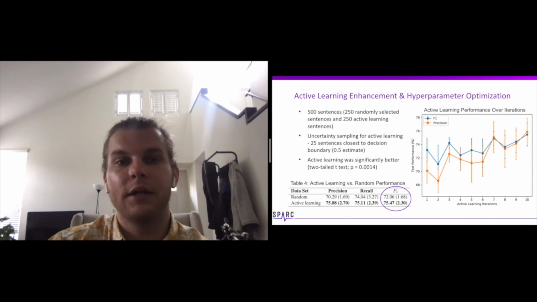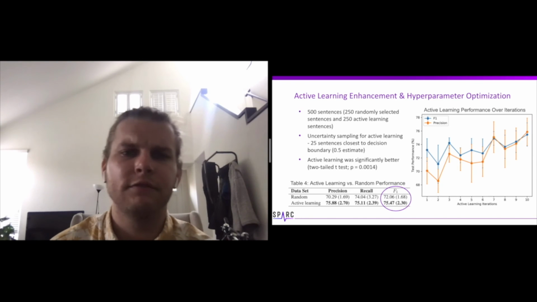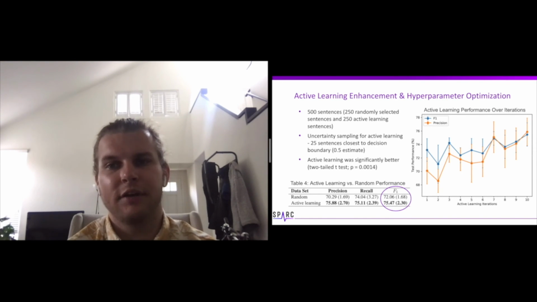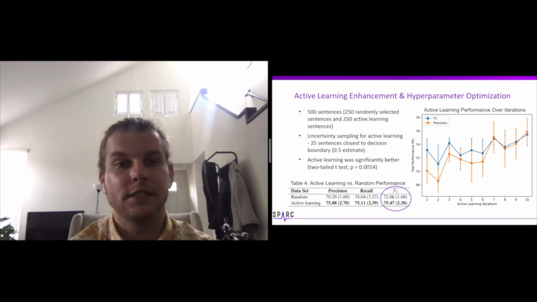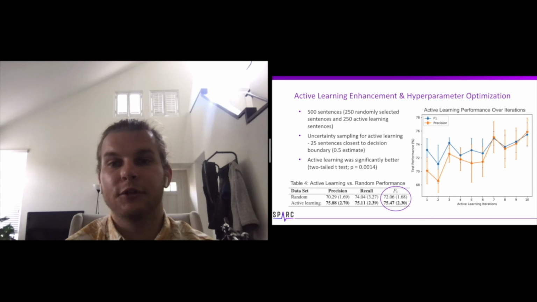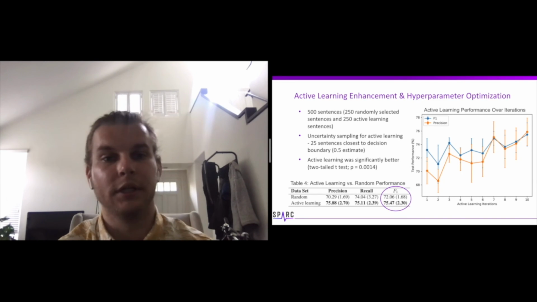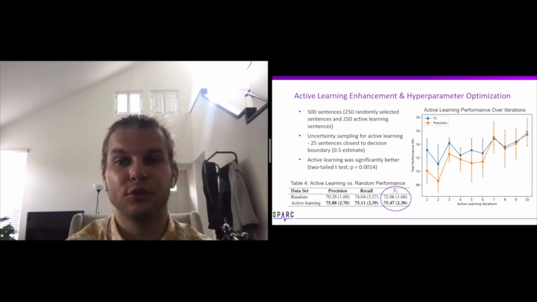After settling on a pre-trained model, we focused on maximizing our prediction performance while minimizing curation effort. We randomly selected 250 sentences and strategically selected 250 additional sentences using uncertainty sampling, where we chose the 25 sentences closest to our decision boundary over the course of our iterations. This would be 0.5 in our case. These were used to test our active learning enhancement. These sentences were annotated as normal, and as shown in the graph on the right, we were able to significantly improve our model over the course of our active learning iterations.